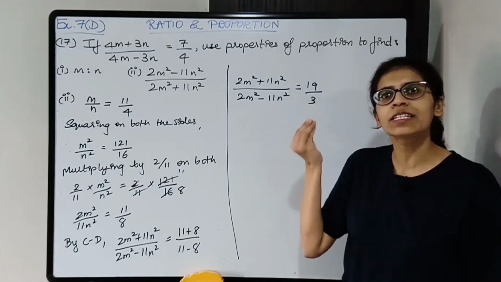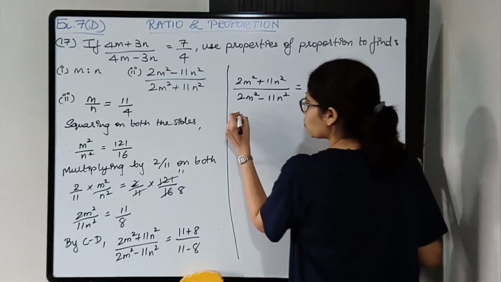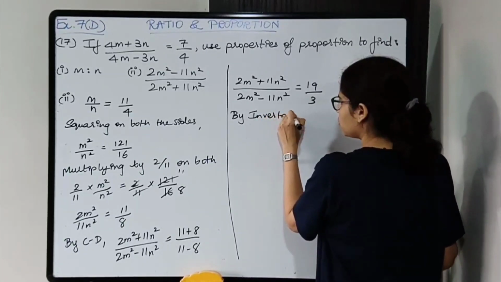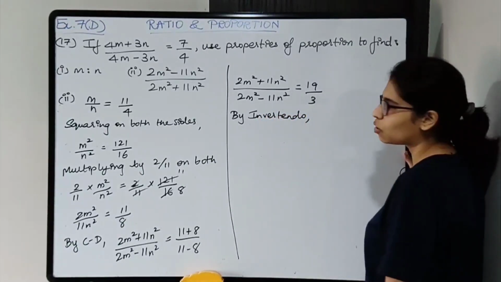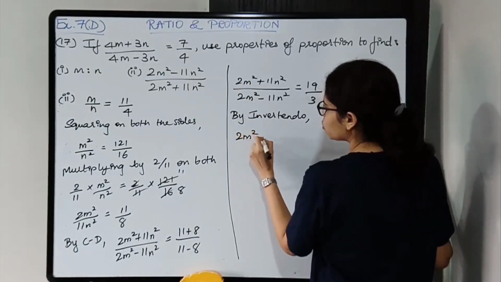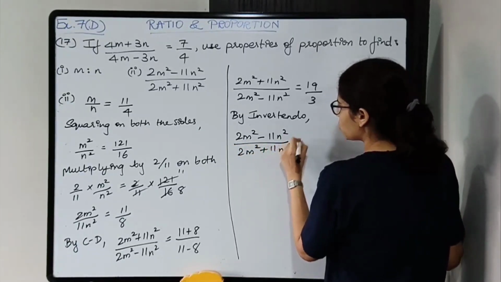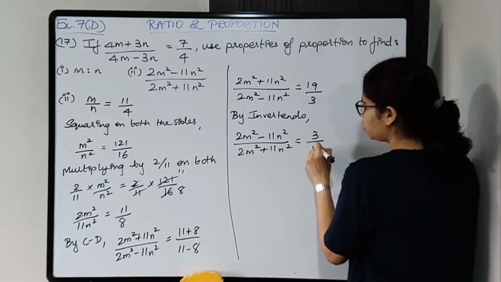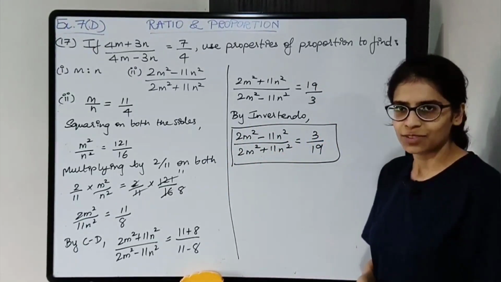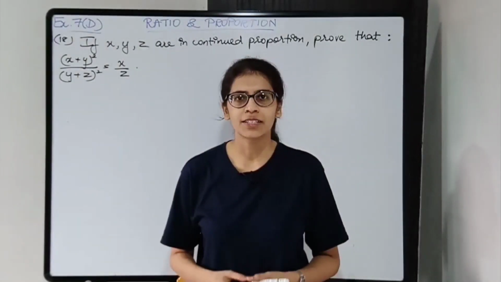Whenever you take reciprocal, it is invertendo. You are interchanging the numerator and denominator. So by invertendo, please be familiar with these properties. All right. By invertendo, numerator and denominator get exchanged. So 2m square minus 11n square upon 2m square plus 11n square, you're also interchanging, 3 upon 19. Box this. Okay. So we found the value. It's 3 upon 19. Let's read the next question.